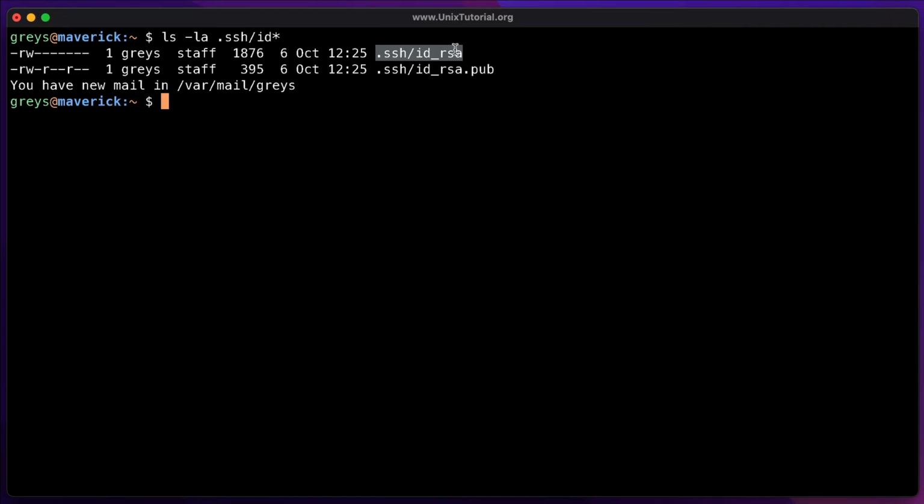So depending on what we're talking about, SSH key can mean either private or public key. But when it comes to generating an SSH key, we really mean a key pair, because both the private and the public keys will be generated.